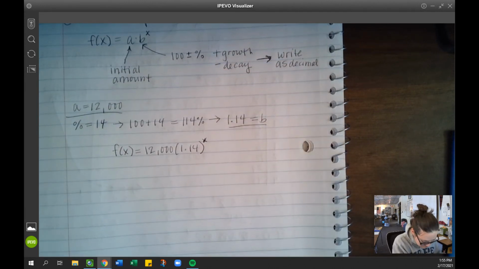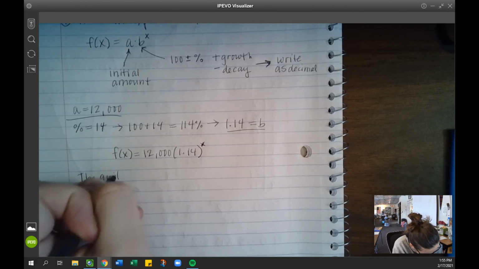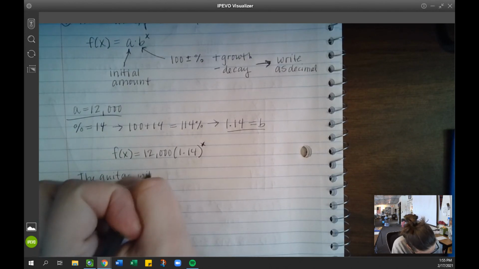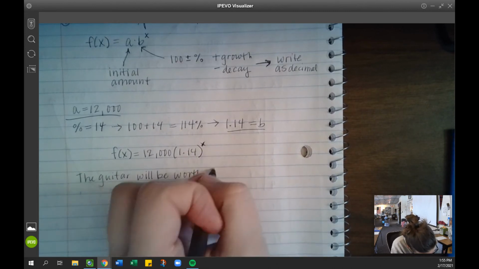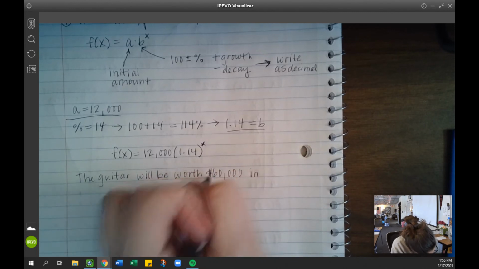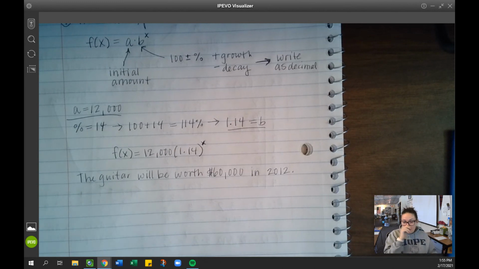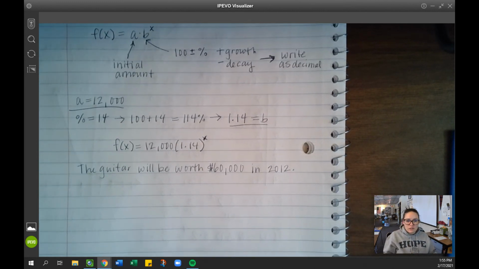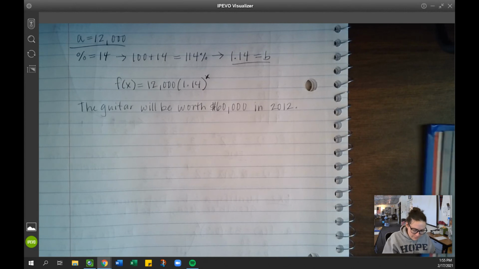So the guitar will be worth $60,000 in 2012, because we started measuring time in 2000. So 12 years after that, 2012. All right.